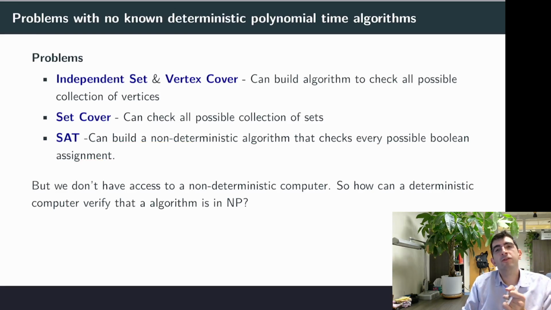That's great that these problems could be solved using a non-deterministic computer. But it would be a little cumbersome if, for every problem, to determine whether it's in NP or not, we would have to propose a non-deterministic algorithm, right? And it's pretty hard to check if this non-deterministic algorithm works or not.